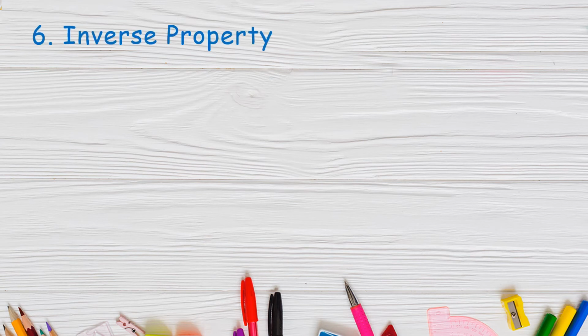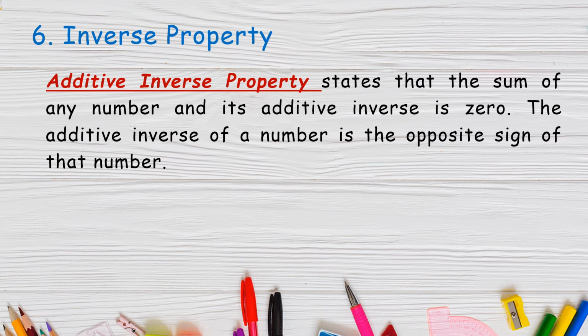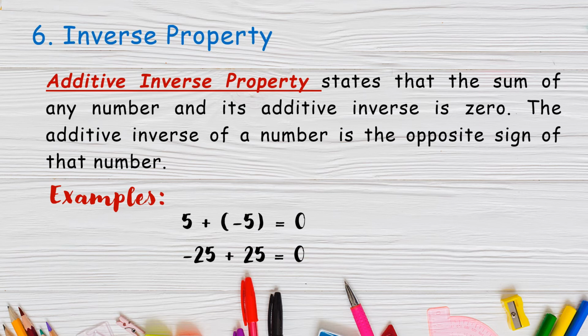the inverse property. Additive inverse property states that the sum of any number and its additive inverse is 0. The additive inverse of a number is the opposite sign of that number. That is, a plus negative a is equal to 0. Negative a plus a is equal to 0. Example, 5 plus negative 5 is equal to 0. Negative 25 plus 25 is equal to 0.